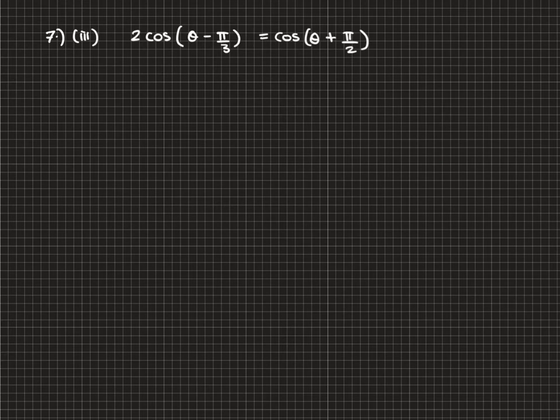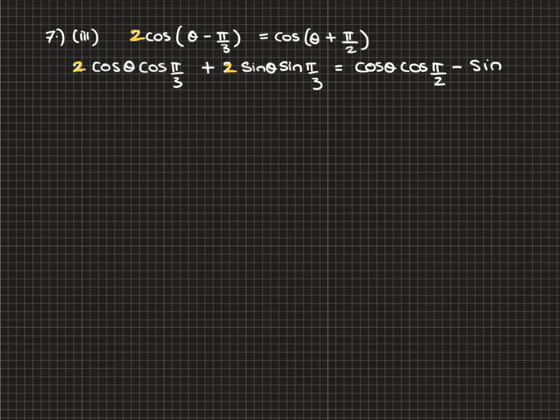So here's the next equation. Part 7, part 3: 2 cos(theta minus pi by 3) equals cos(theta plus pi by 2). Let's expand on both sides using the compound angle result. So we've got 2 cos theta cos pi by 3 plus 2 sine theta sine pi by 3, and the 2 is of course in both parts, just the 2 from the start over here. Now on the right hand side, what do we have? Cos theta cos pi by 2 minus sine theta sine pi by 2.